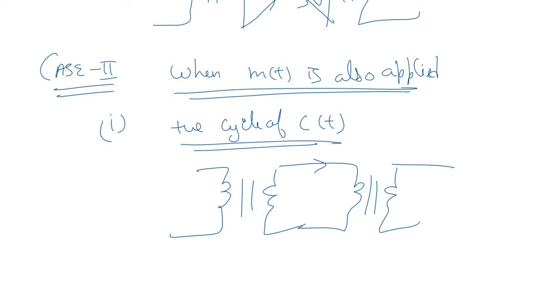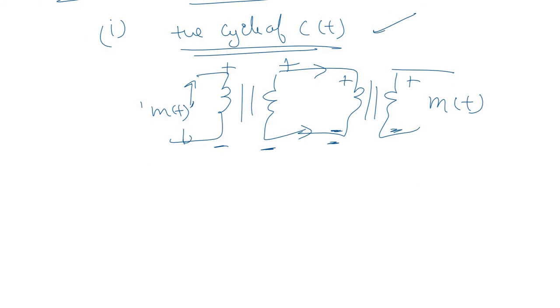Diodes D1 and D2 are forward biased, or they are on. So m(t) is applied at the input side, and the polarity induced will be positive, negative, let's say. The same polarity will be induced over here, positive, negative, and hence positive, negative. So whatever input m(t) is applied, the obtained output is m(t) in the same polarity, for the positive cycle of c(t).